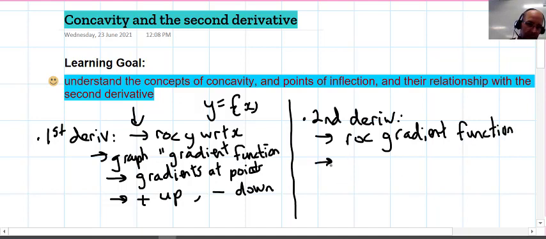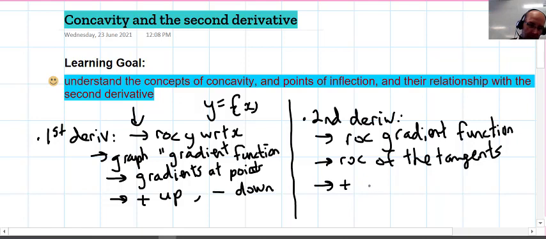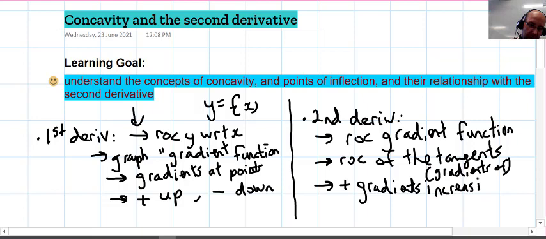So that means it's the rate of change of all of the infinite number of tangents, and if it's positive, it's the gradients of the tangents actually, isn't it? It's the gradients of the tangents. So if it's positive, the gradients of all those tangents are increasing. If it's negative, the gradients of all the tangents are decreasing.